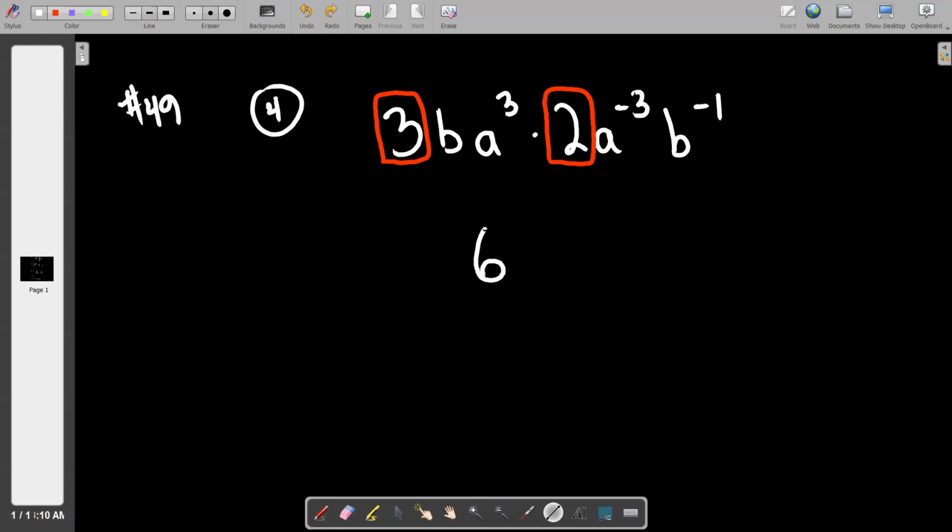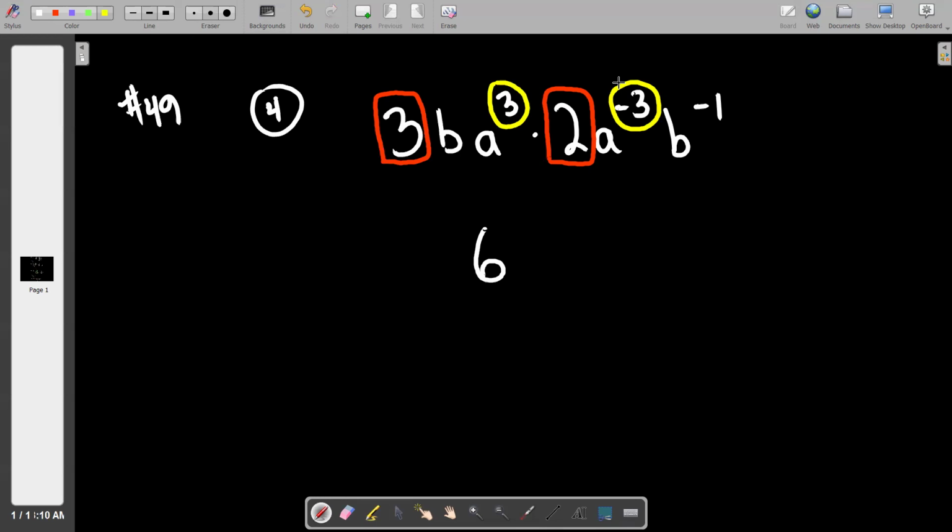So let's do the A's. And since they're side by side, I'm going to look at their exponents and say, well, let's see. There's 3 of you here, and there's -3 of you here. And since they're side by side, what do we do with the exponents?